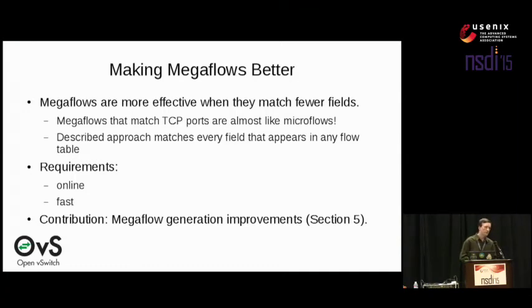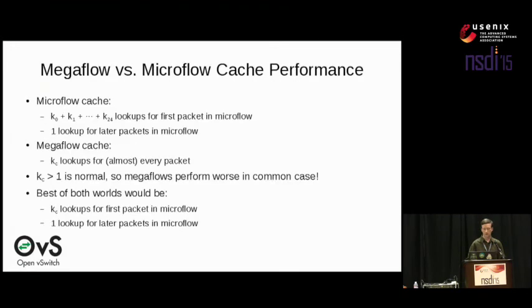So here's a summary. With the microflow cache, the first packet in a microflow requires lots of lookups, but later packets, only one lookup. On the other hand, for the megaflow cache, we have a larger than one number of lookups for almost every packet. Now, that means that the megaflows actually perform worse in the common case that the microflow cache optimized for well. And it would be better if we could get the best of both worlds by doing a small number of lookups for the first packet in a microflow and just one for later packets.